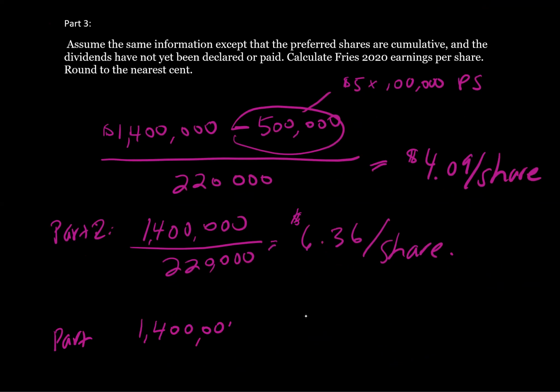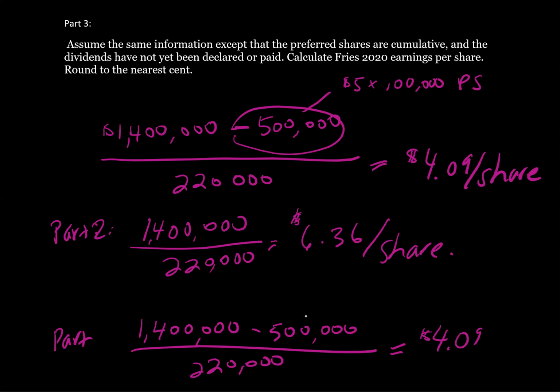So we've got the net income. We're still going to subtract off the 500,000 for the preferred shareholders, even though it hasn't been declared or paid. If the shares are cumulative, it has to be taken off because we can't distribute anything to the common shareholders until we make good on that cumulative dividend for the preferred shareholders. Divide this by the 220,000 common shares outstanding for the year, and that is going to give us $4.09 per share. Of course, the same answer as in part 1.